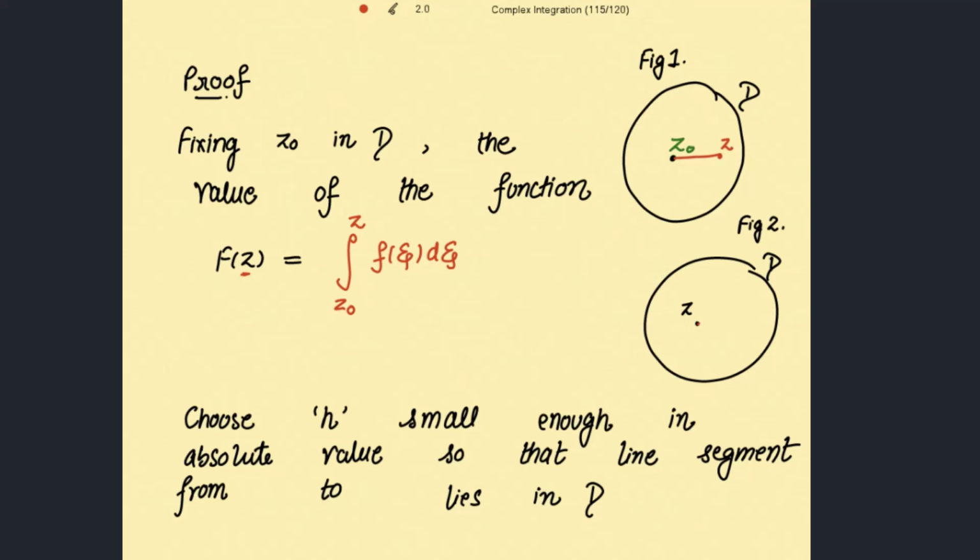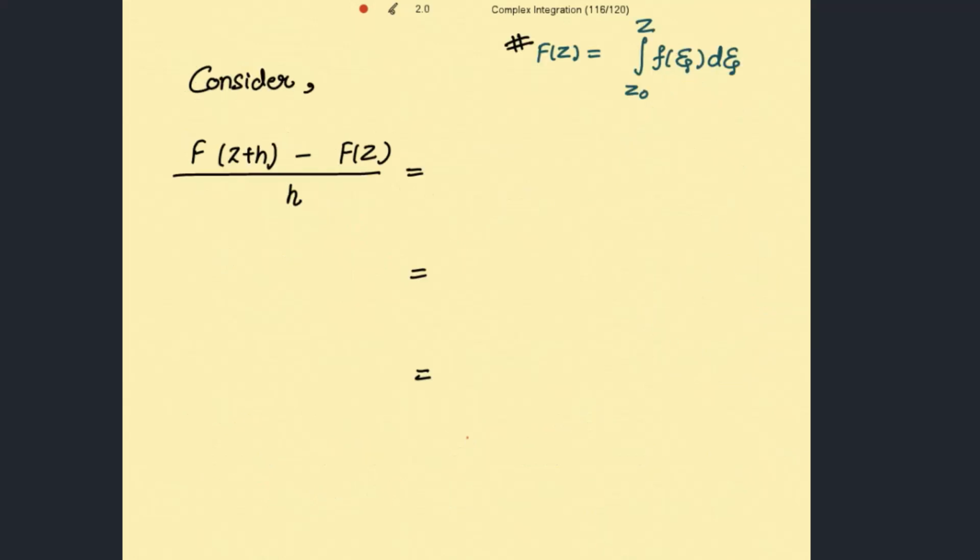Let's choose h small enough in absolute value so that the line segment from z to z plus h lies in domain D. And because I need to reach F'(z) equal to f(z), for that I'm considering F(z plus h) minus F(z) divided by h.